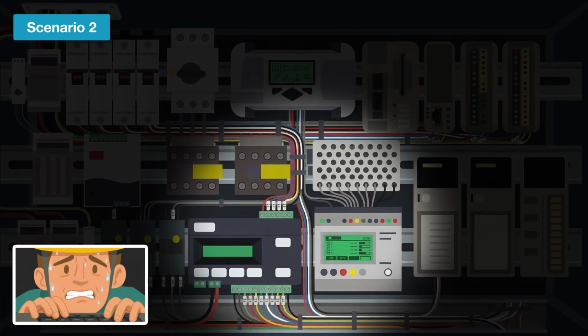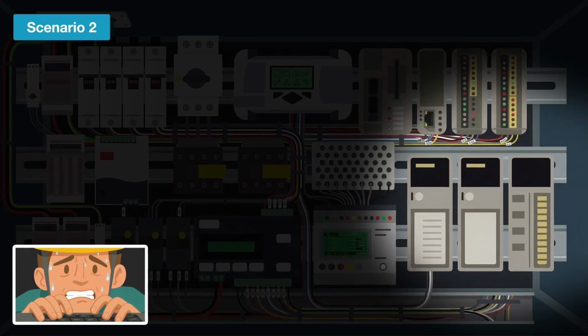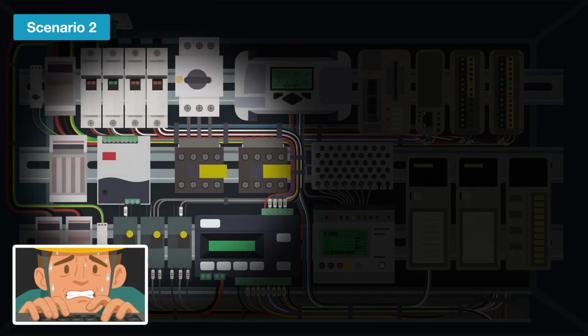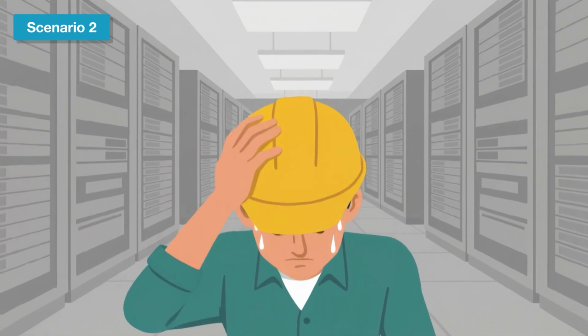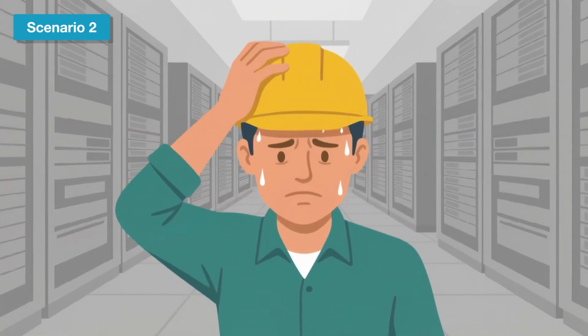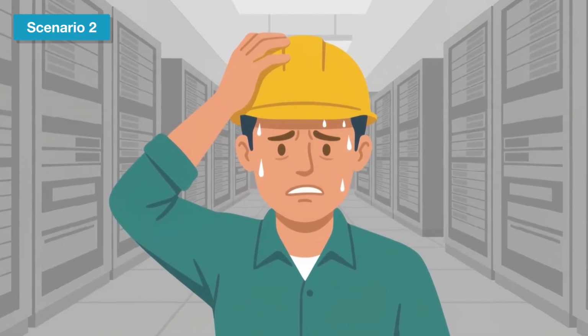Is the PLC sending data? Is the gateway receiving it? Is the cable the problem or the configuration? If you can't see what's going on, you're essentially making educated guesses, which are costly in industrial settings.